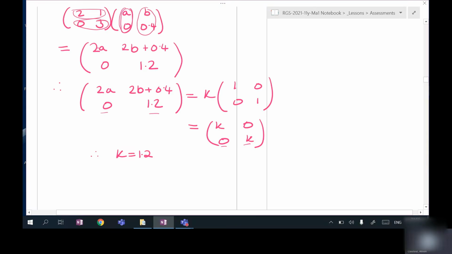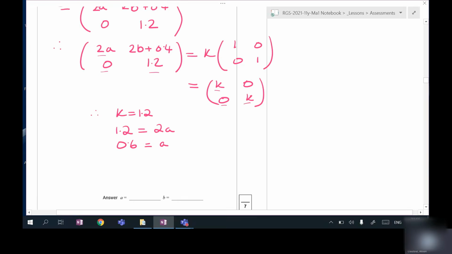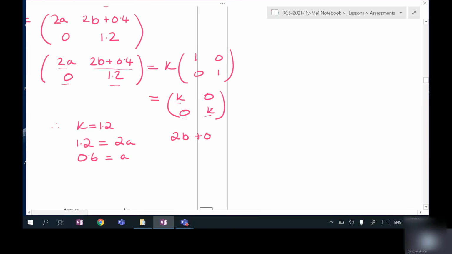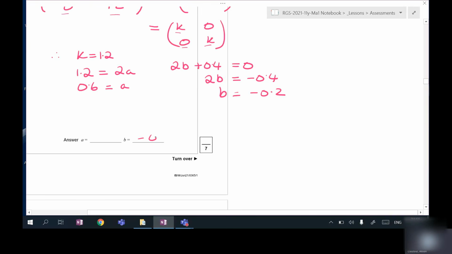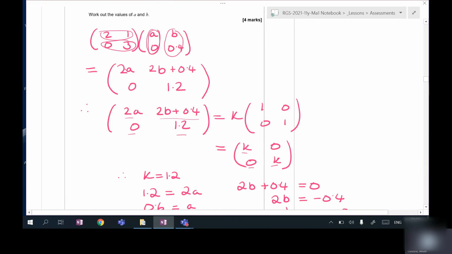I can then work out a and b from that. So k is also the same as 2a. So 1.2 is the same as 2a, so a is 0.6. And then if I look at the b, I know this term has to be 0. So 2b plus 0.4 has to equal 0. So 2b is minus 0.4, b is minus 0.2. Okay, so really that was just a question on multiplying matrices, but obviously you had to know what the identity matrix was.